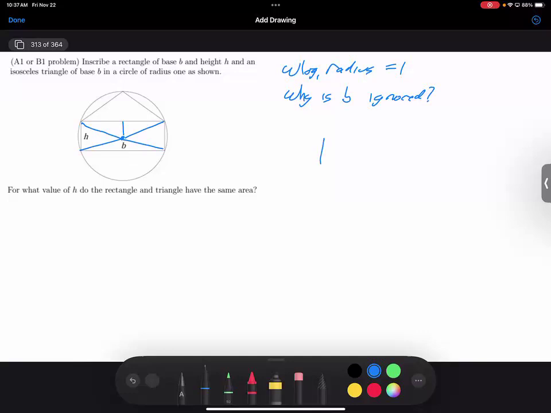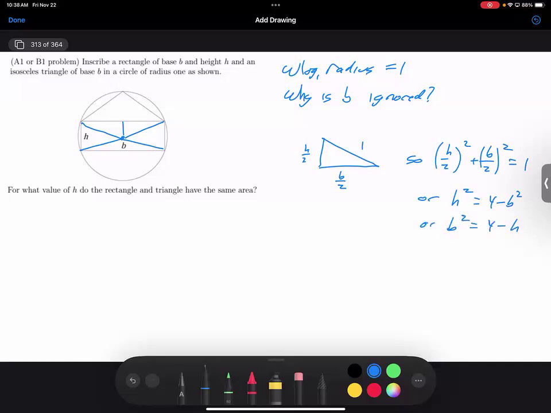So we could look at something like this. This would be 1. This would be h halves, and this would be B halves. So (h/2) squared plus (B/2) squared equals 1, or h squared is 4 minus B squared. Or B squared is 4 minus h squared.